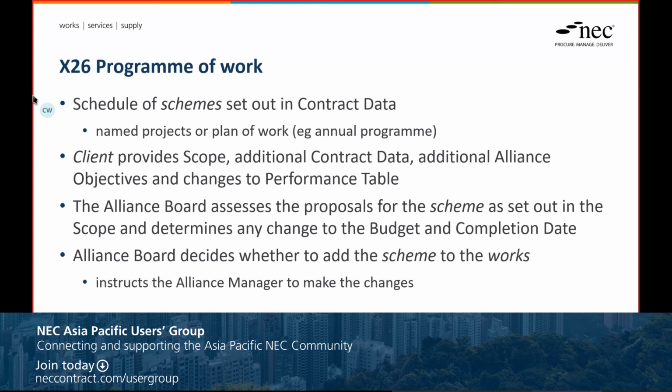As it says there, there's going to be a bit of detail in contract data about what these projects are and what they are likely to be, so that, of course, when you're procuring the alliance, they know the type of work. So it's not just any work, it's within a defined set of parameters. There's a plan in terms of what type of work is going to be called off during the life of the alliance.